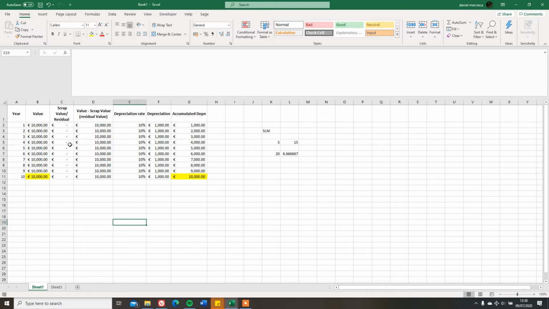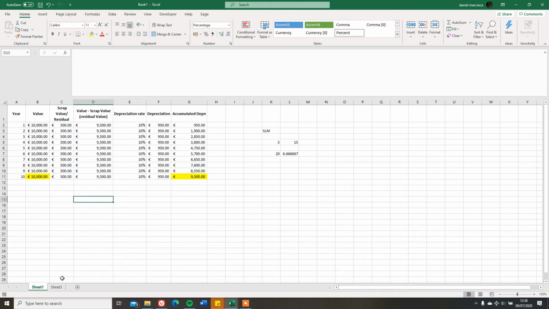So now let's say that we do have a scrap value amounting to 500. So at the end of, in 10 years time, we would be able to sell the asset at 500. So all that would change is this. As you can see, this and this are now equal. So after 10 years, the asset has been fully depreciated up to the value minus the residual value.